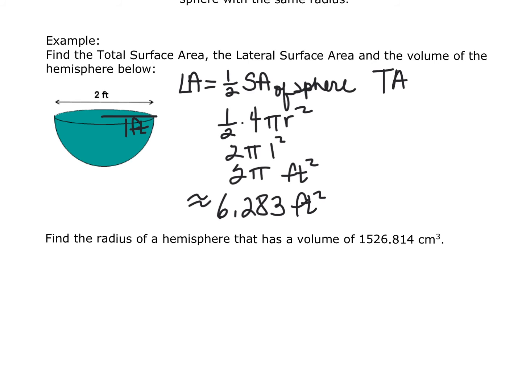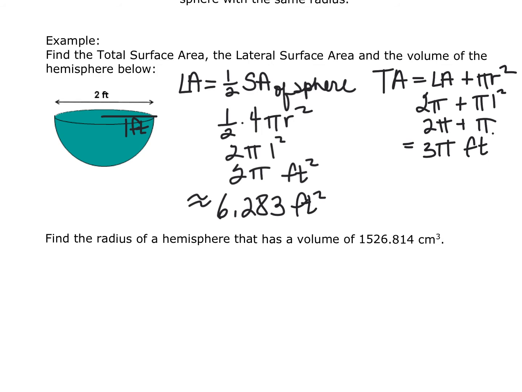Okay, so let's look at our total area. So we're going to take our lateral surface area of the hemisphere plus pi r squared, one circle, because we want to put the lid on the bowl. Okay, so we have our 2 pi plus pi 1 squared, which is 1 pi, and that is 3 pi feet squared. And that would be 3 times pi, which is about 9.425 feet squared.